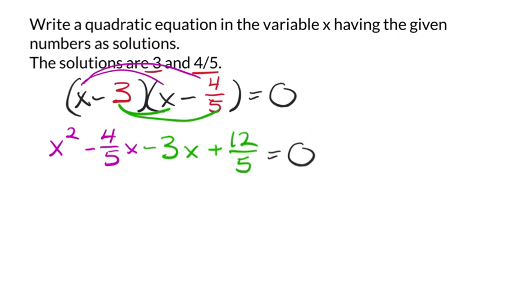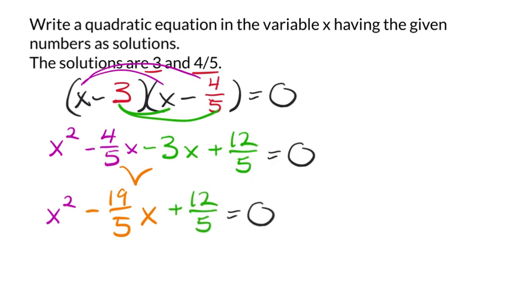But now, just like we've seen before, we have these two x terms that we now need to combine. So that's negative 4/5 minus 3/5, which would really be negative 15/5. And that ends up being negative 19/5 right there. So we now have x squared minus 19/5 x plus 12/5 equals 0. Now, like I said, we're going to clear those fractions. And we're going to do this by applying a principle of equality. So here's the principle of equality we're going to do.